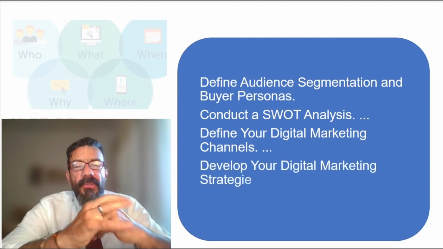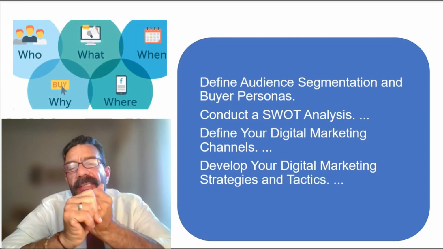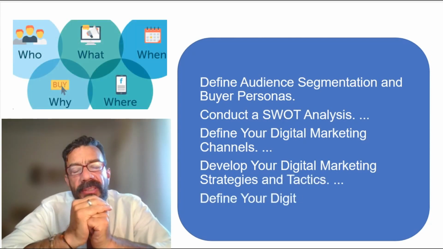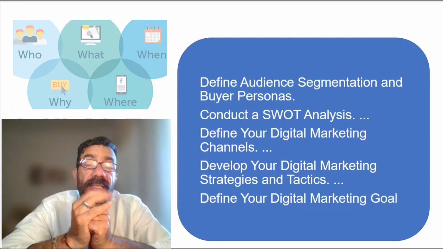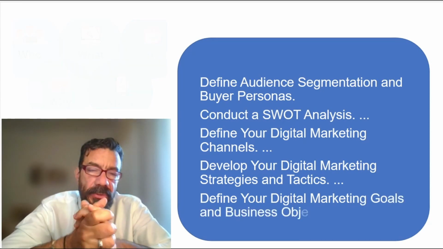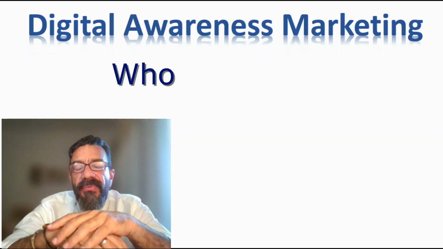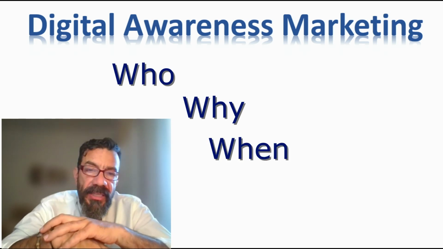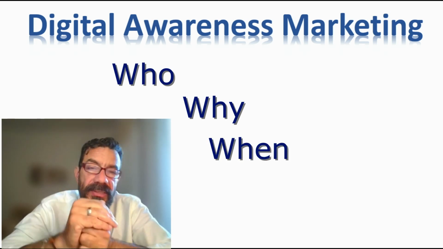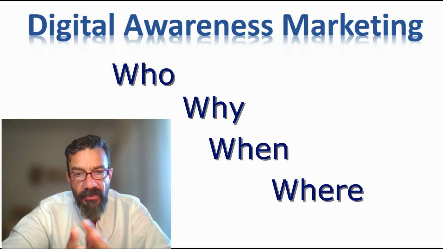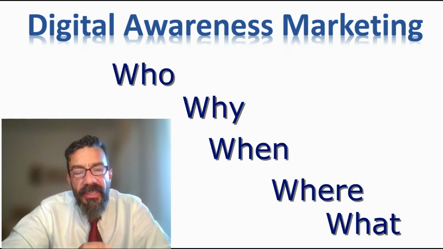So basically, the 5 Ws help us define the audience segmentation and buyer's persona, and conduct a SWOT analysis. One of the reasons that we use the 5 Ws is to conduct a SWOT analysis to find out where are our strengths and our weaknesses, where are the opportunities that we are not implementing and the threats that we have or the challenges that we are having.